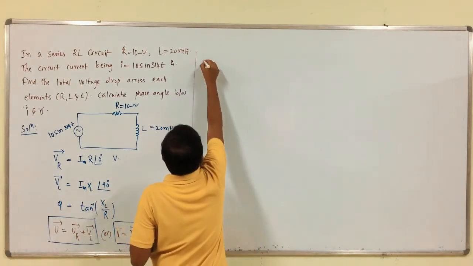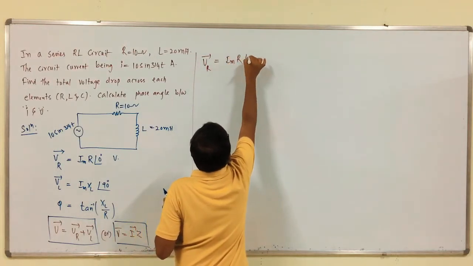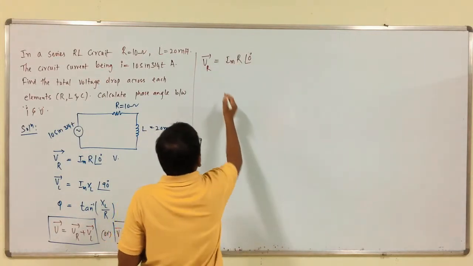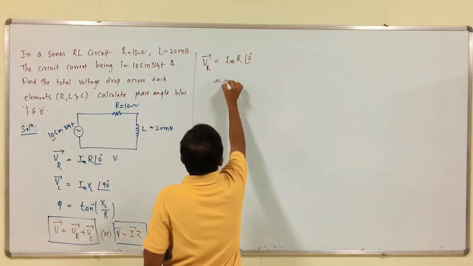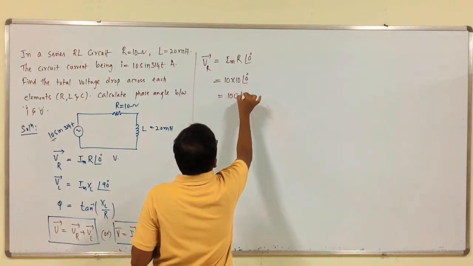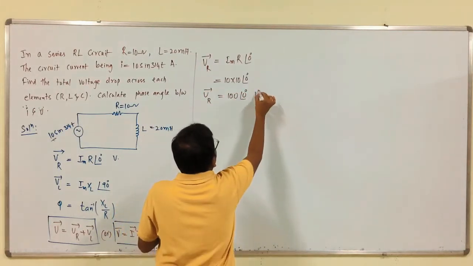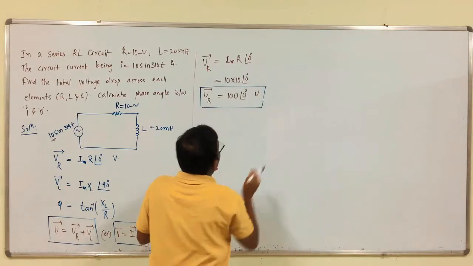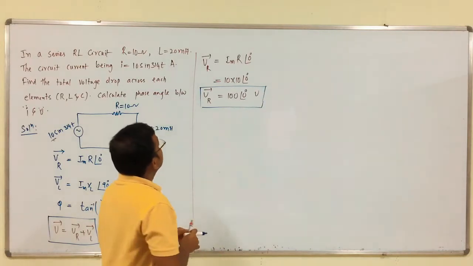First, VR is equal to Im R at an angle 0. What is the maximum value of current? 10. So 10 into 10 at an angle 0, which is equal to 100 at an angle 0. This is the voltage across the resistor, that is 100 volts, but the excitation is AC, that is why we have to provide the phase angle. In any case, we have to provide this angle.